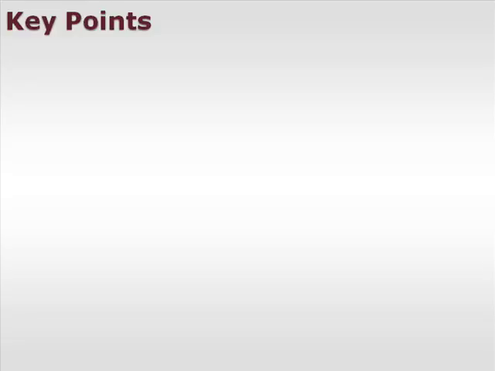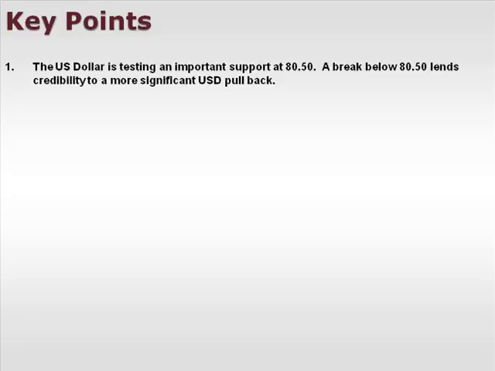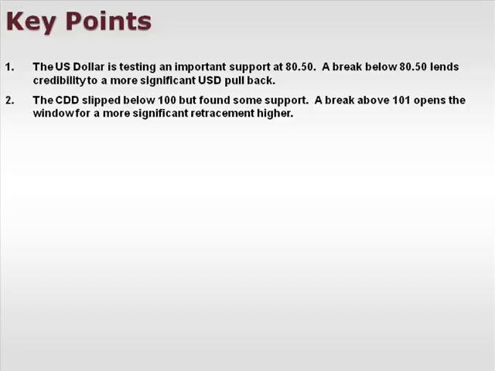Let's take a look at a few of our key points. First of all, the U.S. dollar is now testing an important support level at 80.5. A break below 80.5 lends credibility to a more significant U.S. dollar pullback. The CDD slipped below 100 but found some support within this range. A break above 101 opens the window for a more significant retracement higher.